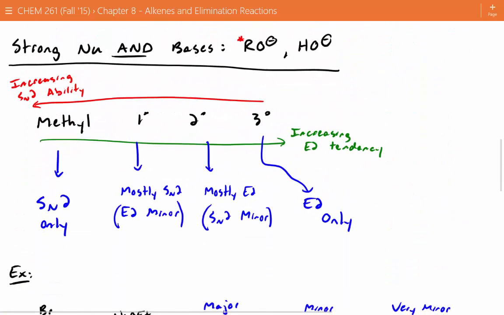And then the last one, which was a little tricky, is we said strong nucleophiles that are also strong bases have differing reactivity depending on the type of carbon. The more methyl-like we get, or the less substitution coming off, the more likely it is that we'll observe SN2 products. And then the more substitution, the more likely it is that we're going to get an E2 reaction.